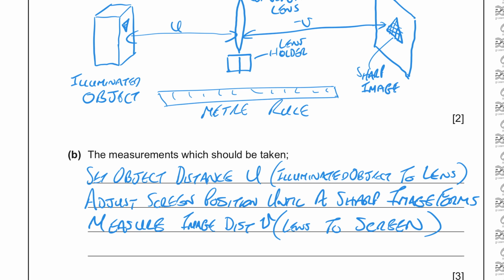So we then adjust the screen position by moving it back and forward along here until we get a sharp image, and then we measure the image distance V from the lens to the screen. And then you want to say, well, we need to repeat that for several values of U.